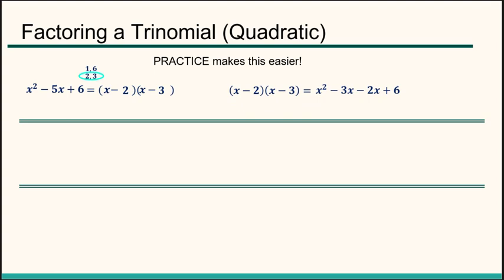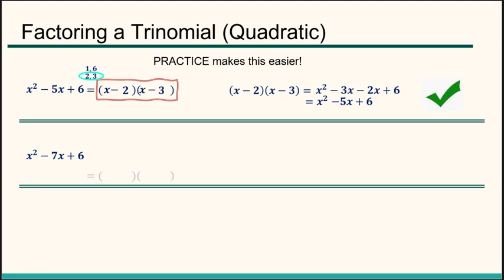There's what I get when I multiply. You'll see the minus 3x, minus 2x, plus 6. Adding that together, I get what I started with, and I say, yay. There's my answer. All right, so let's look at x squared minus 7x plus 6.